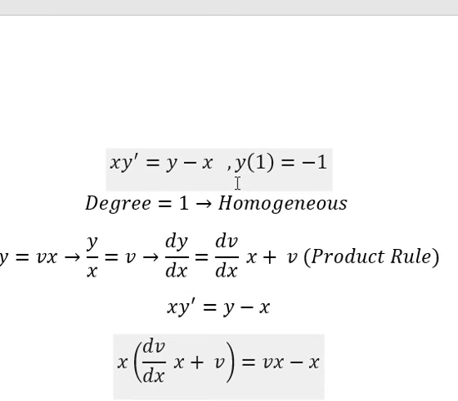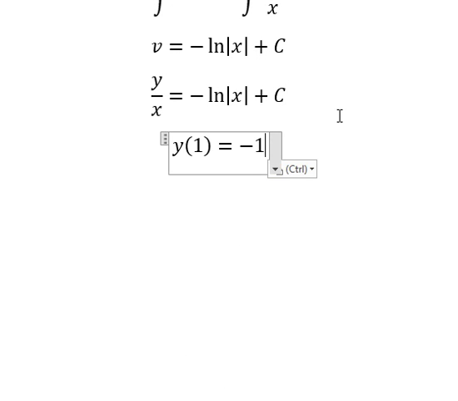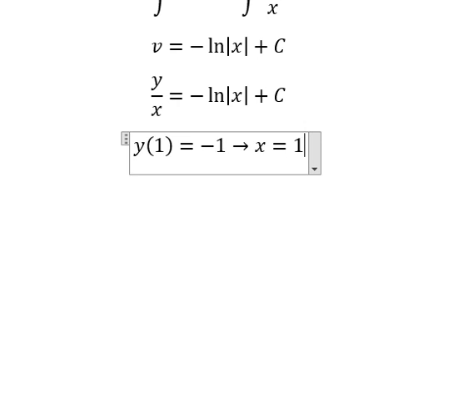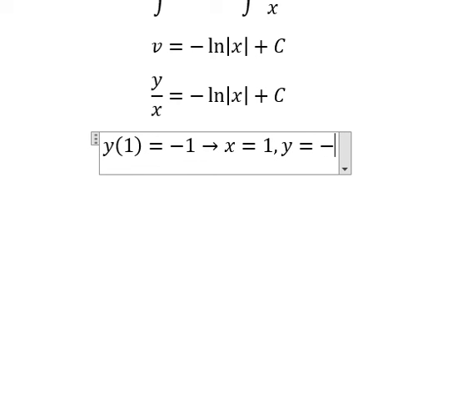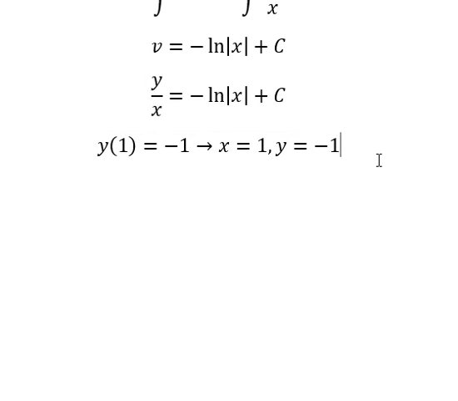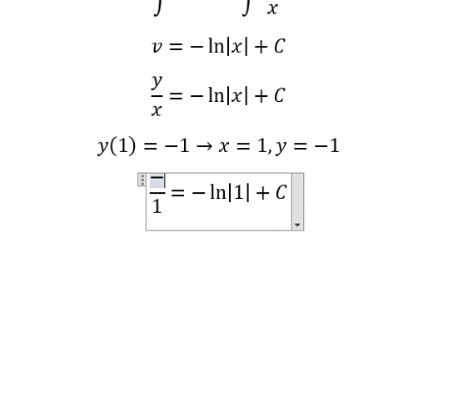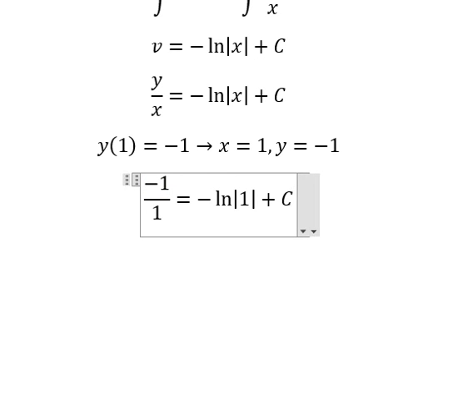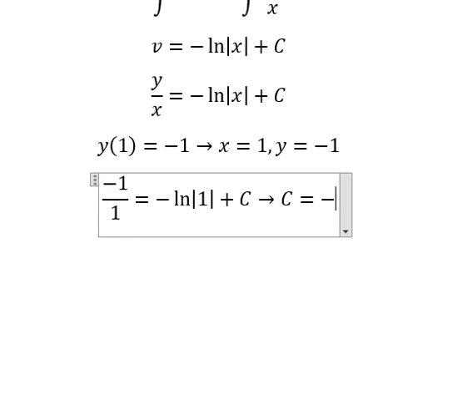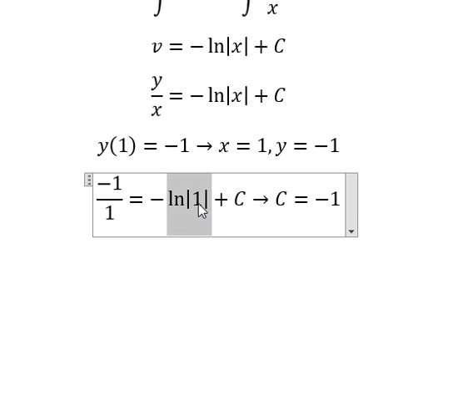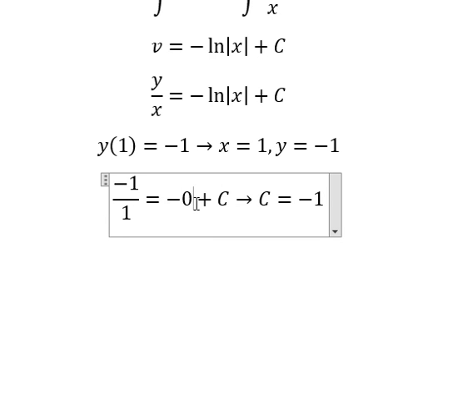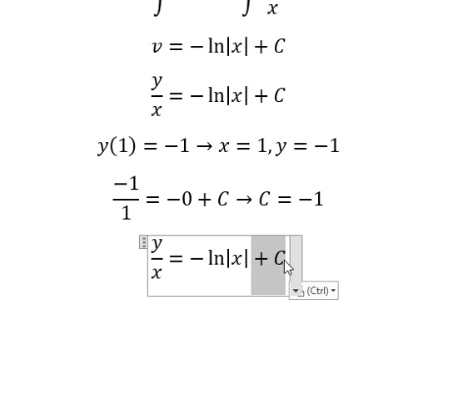Now we have the conditions. That means when s equals to number 1, y equals to negative number 1. So I will put this one here, and negative number 1 here. So we can find c equals to negative number 1, because Ln of number 1 is number 0. So we put negative number 1 here.